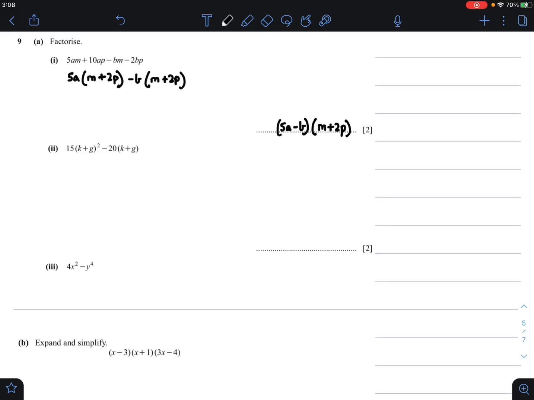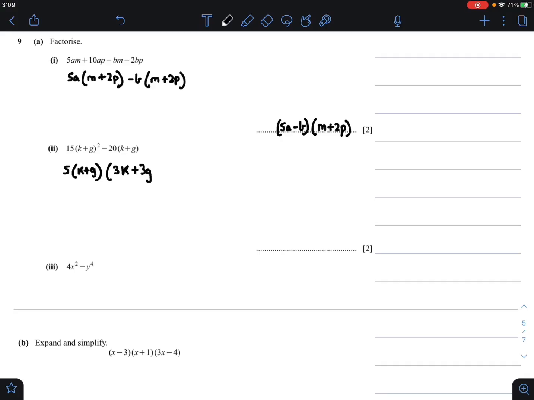Now let's move to part A2 of this question. So part A2 is also pretty straightforward. All you need to do is remove what is common between the two terms. So if we remove 5 times k plus g common between the two terms, we would be left with 3 times k plus g. So if you expand 3 times k plus g, it will be 3k plus 3g.